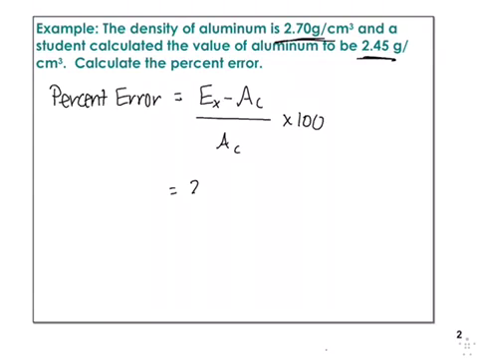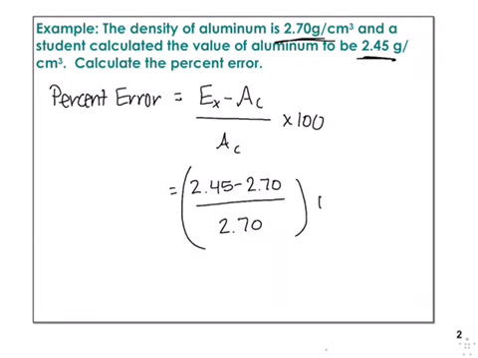2.45 minus the accepted value, 2.7, all over 2.7, and then we'll multiply it by 100. Remember in the numerator to take the absolute value just to turn it into a positive number. So 2.45 minus 2.7 is 0.25, over 2.7.